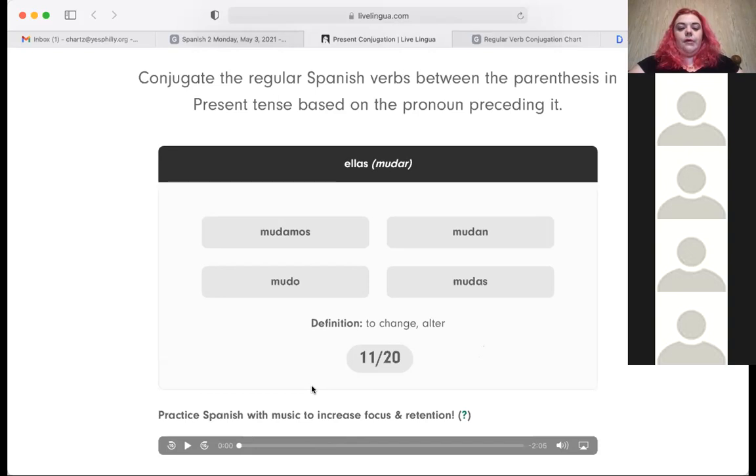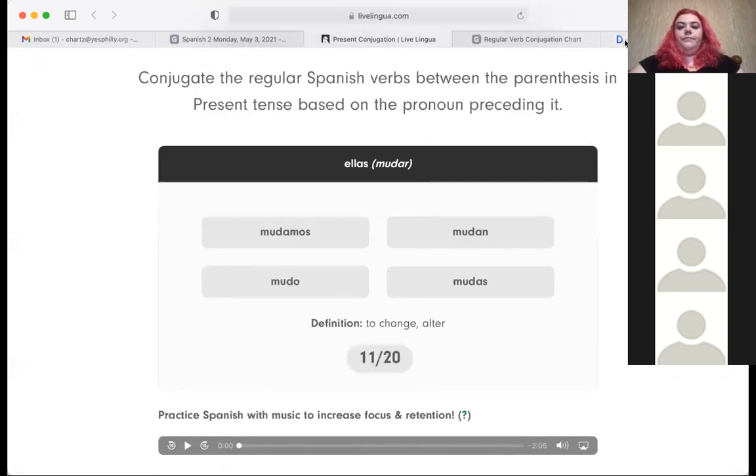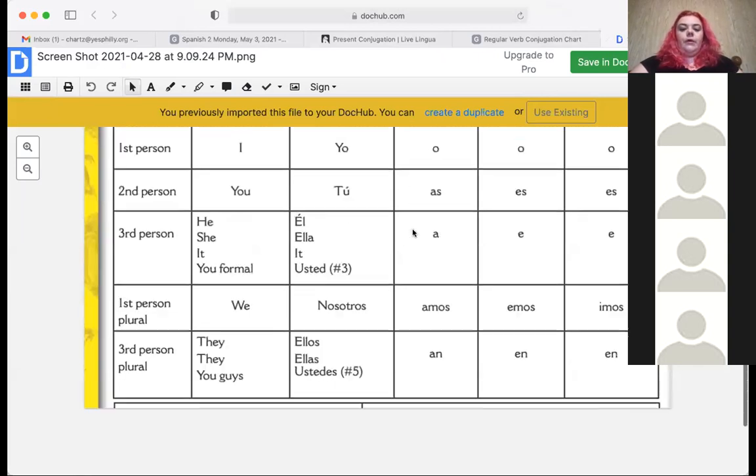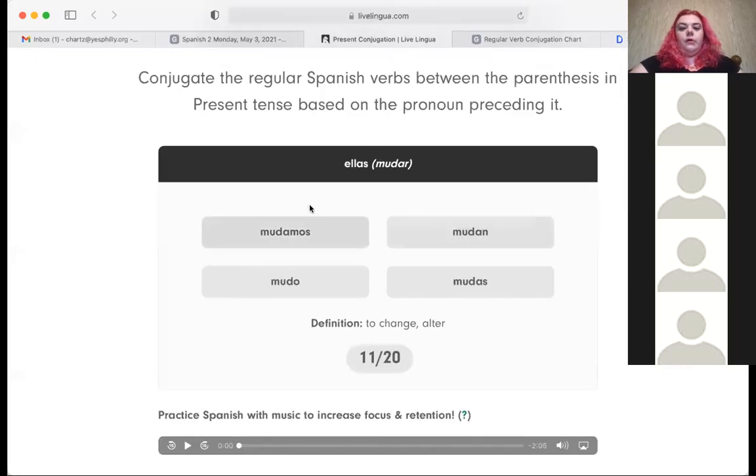Does anyone want to take a guess? Well, let's go to our chart here. So we have an AR verb, and our subject is ellas. Go over here. So here's our AR verb chart right here. We're going to go down until we see ellas, and the ending is AN. See, it's the same as ellos. So our answer is going to be mudan, right?